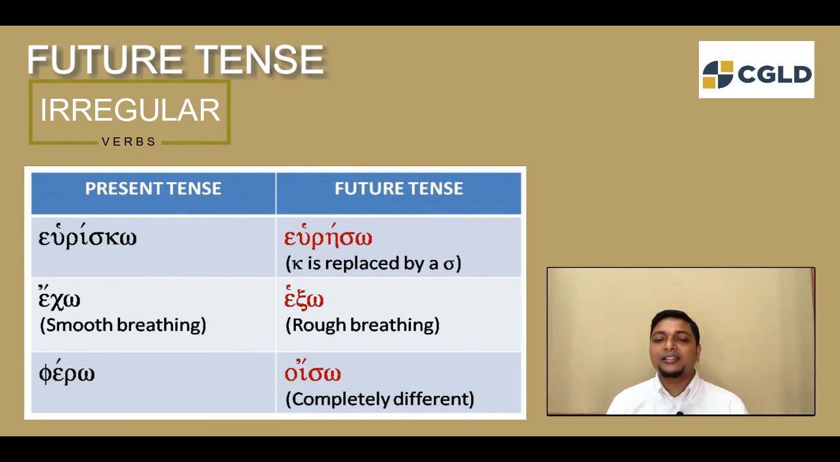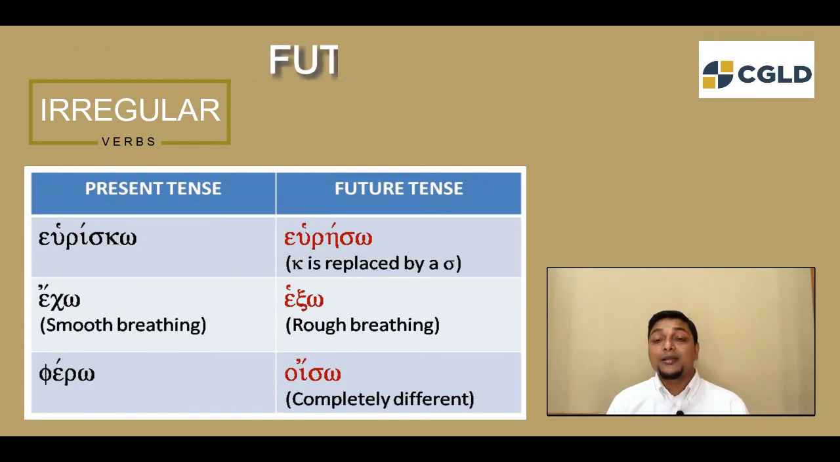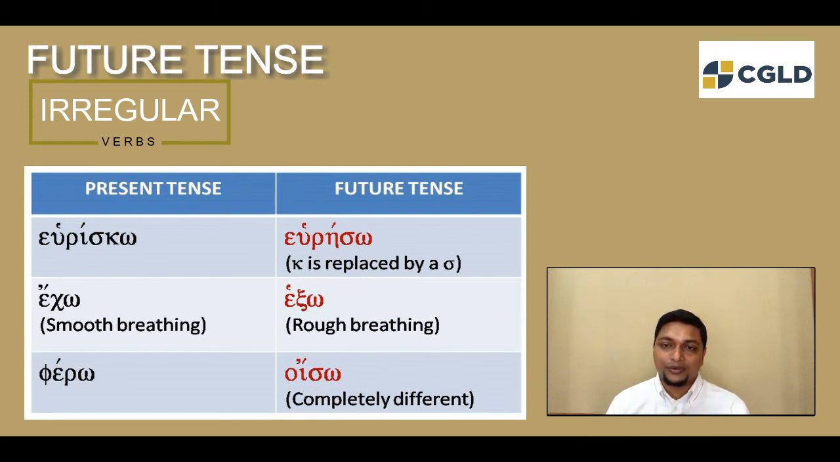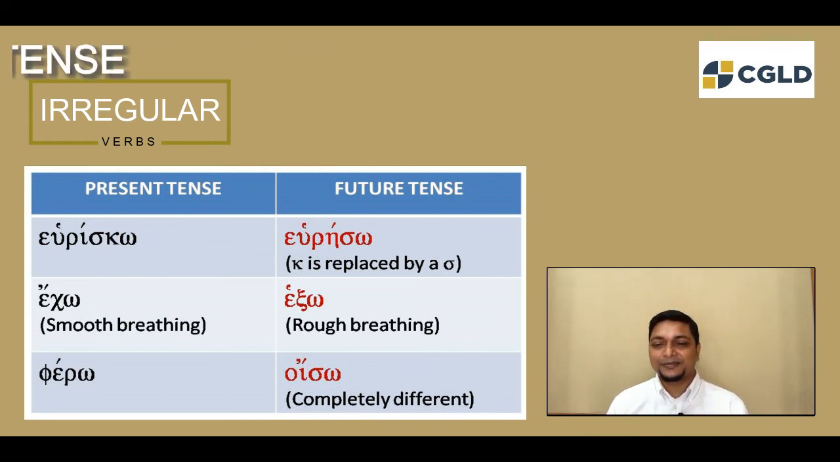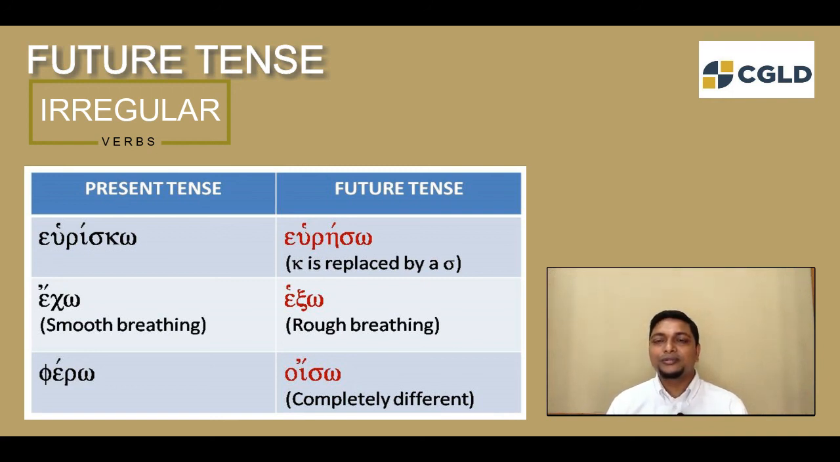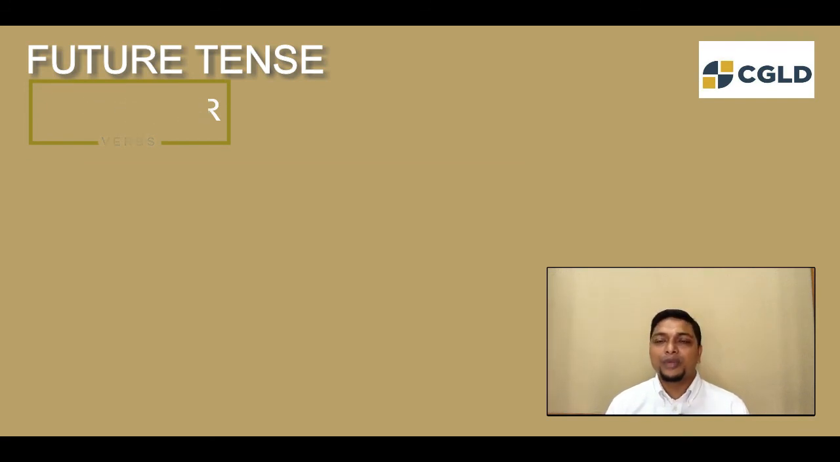The third word is phero. Phero, which is in its present tense, becomes oiso in its future tense. You will have no clue when you see this word oiso in its future form that this is the word phero in its future tense. So all we need to do in knowing them is to just learn them and memorize them the way they are.